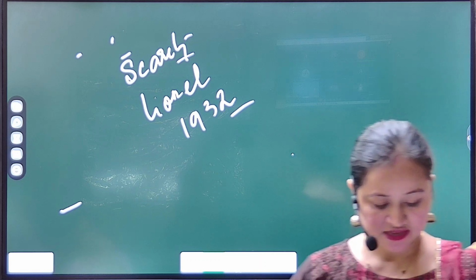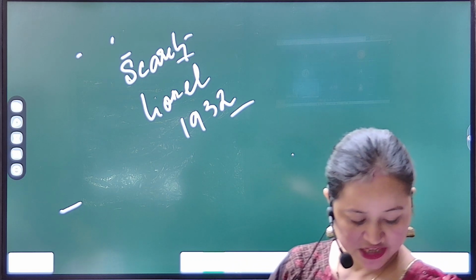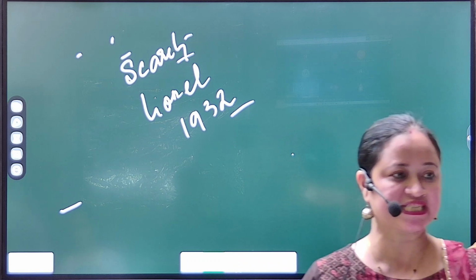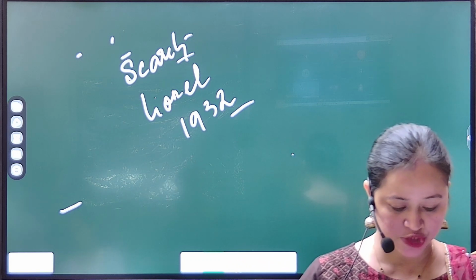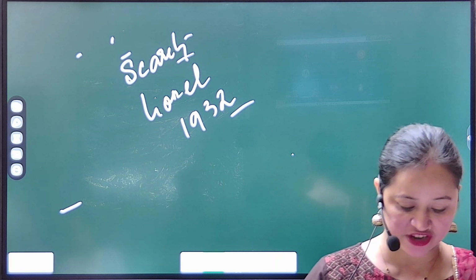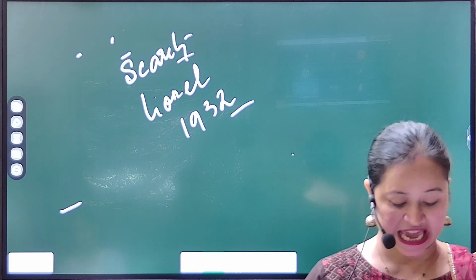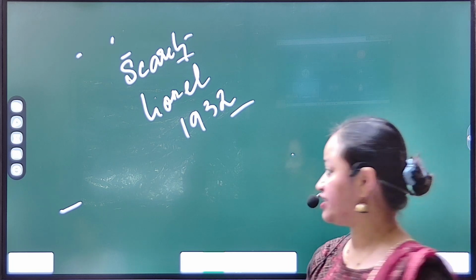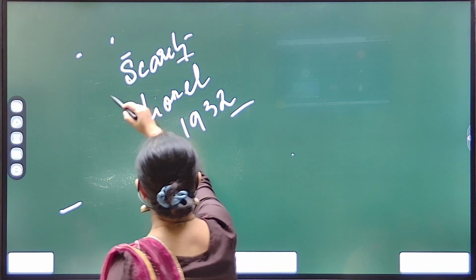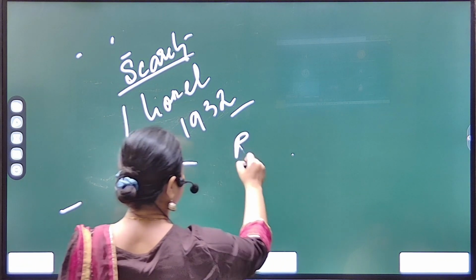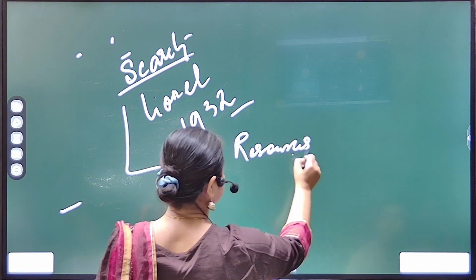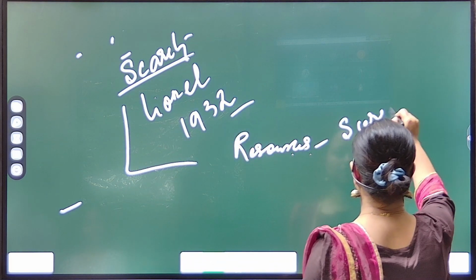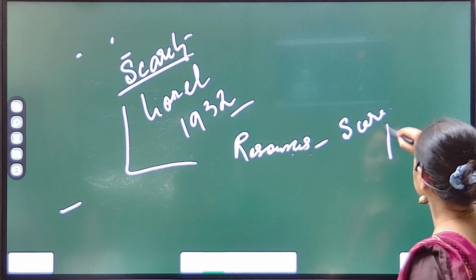Okay, now you see the scarcity definition. According to the scarcity definition, economics is a science which deals with what? It studies human behavior as a relationship between ends and scarce means which have alternative uses. So scarcity means here we are talking about the resources which are scarce in nature. The resources are limited.